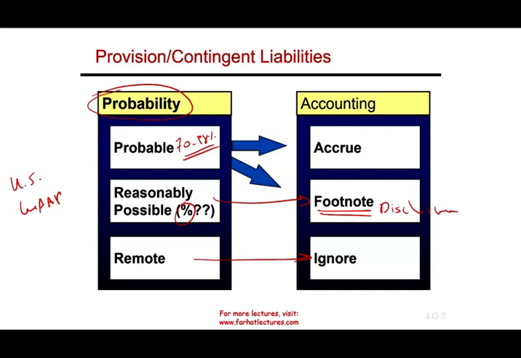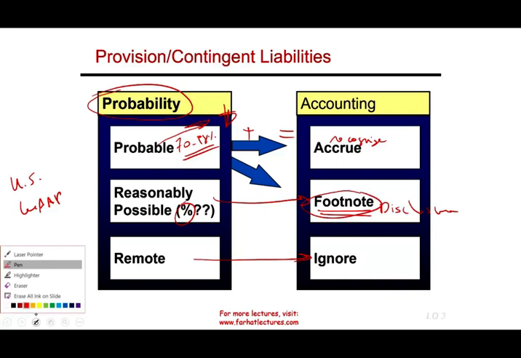You accrue only if you know the dollar amount. So it's probable, and you know the dollar amount. If probable plus the dollar amount, then you accrue. Accrue means you would recognize. So this is US GAAP. Okay, now I'm going to use a different color. If you don't know the dollar amount, you just disclose.